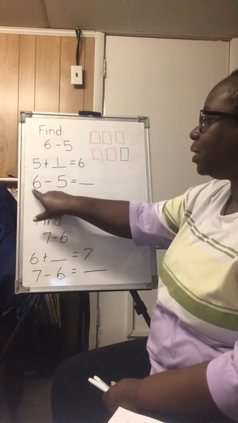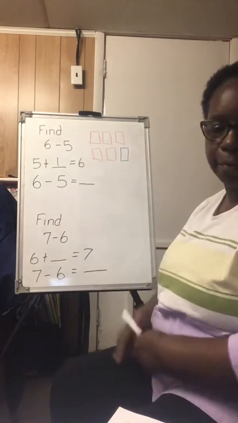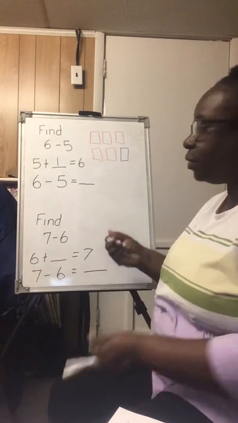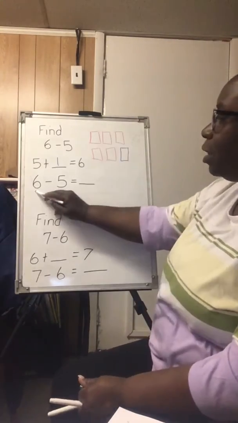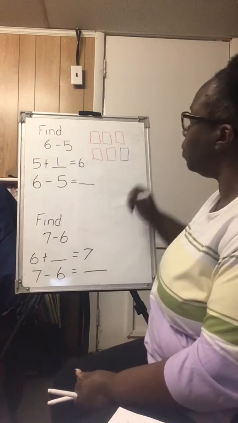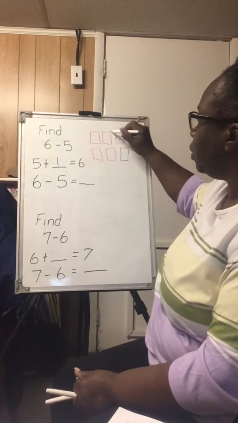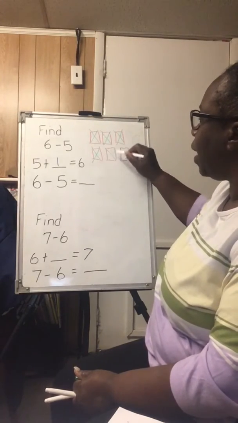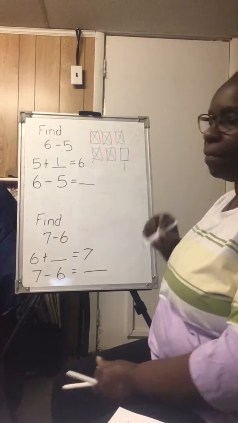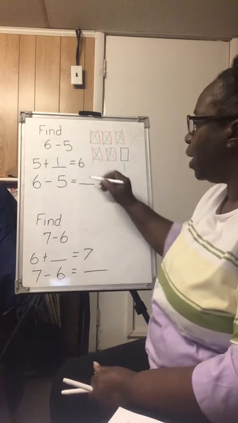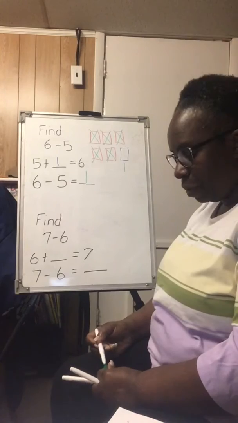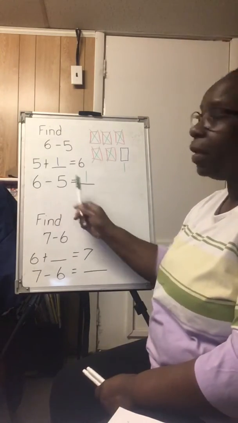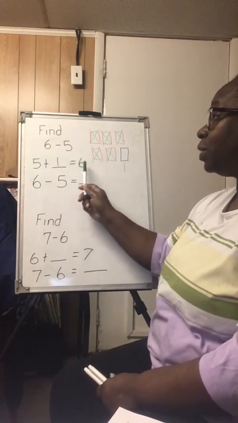So now it's saying 6 minus 5 equals what? Okay? So what we're going to do is we're going to cross out, because we got 6 in all. 6 in all. And we want to take 5 away from that 6. So it's 1, 2, 3, 4, 5. And that leaves us with how many? Right, 1. That left us with 1 block. So 6 minus 5 equals 1. 5 plus 1 equals 6.